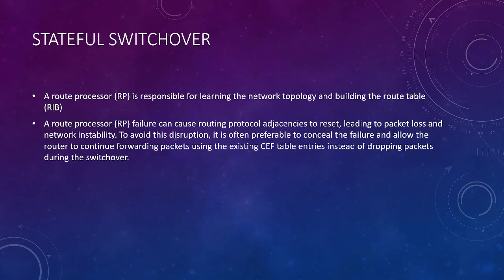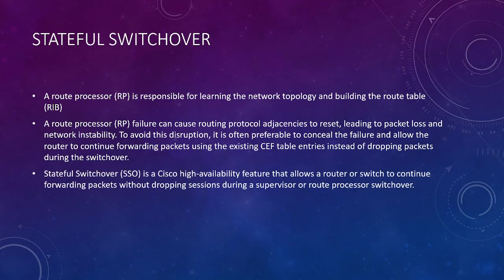To do that, from one route processor, the state has to be copied to the other RP. Stateful switchover is a Cisco high availability feature. Even if one fails, the other will kick in and start taking over the process. Whatever person A is doing, person B will be doing the same thing. This high availability feature allows a router or switch to continue forwarding packets without dropping any protocol session during a supervisor or route processor switchover.